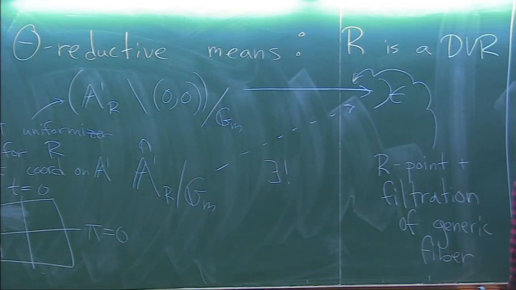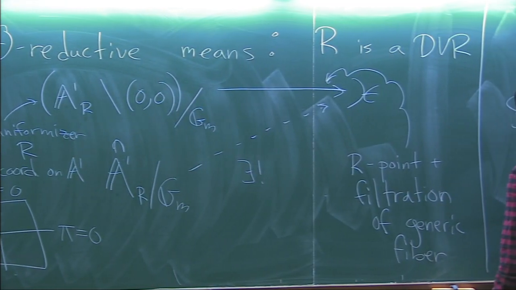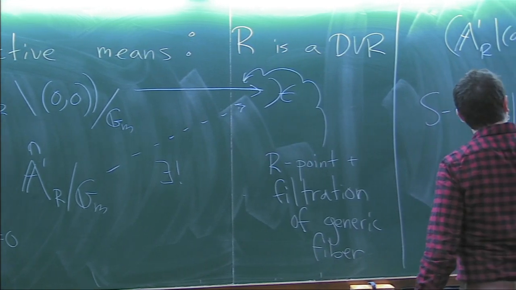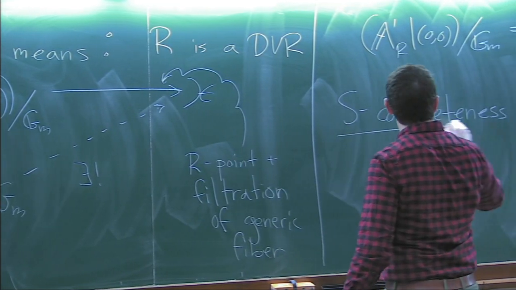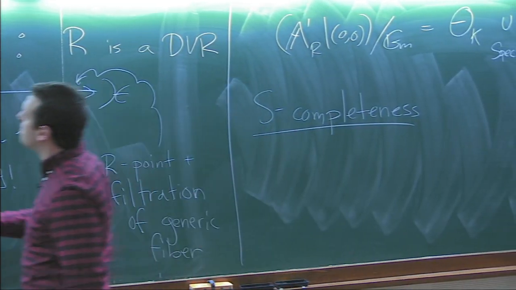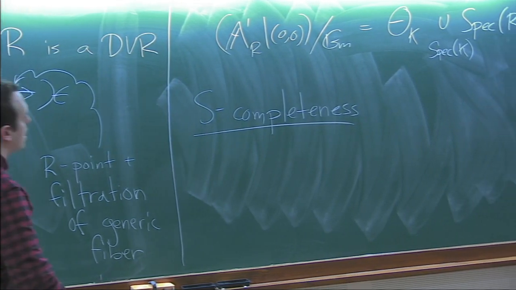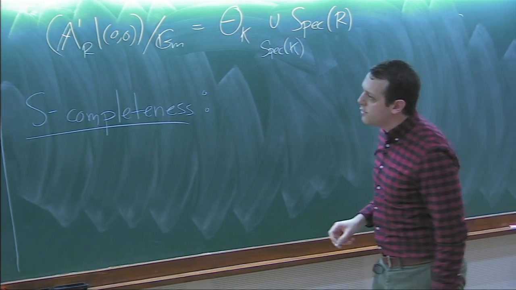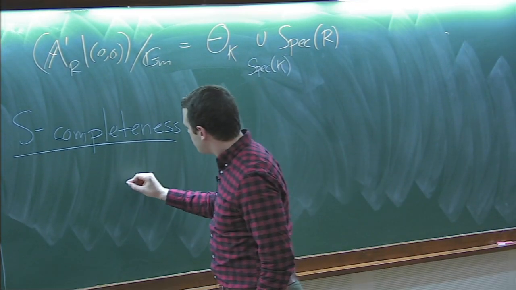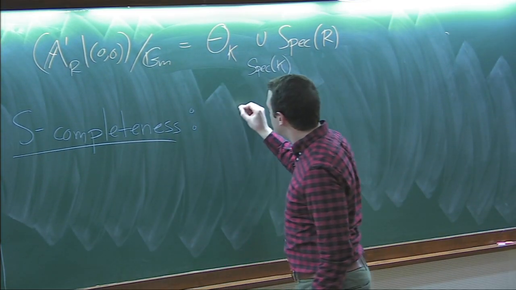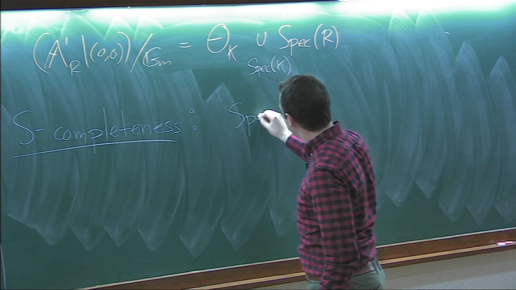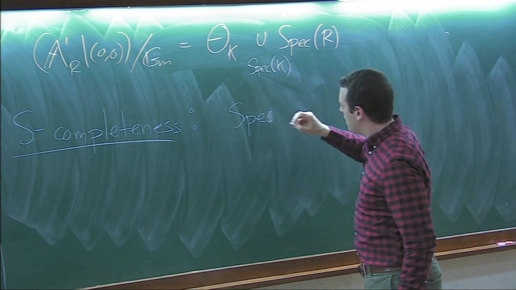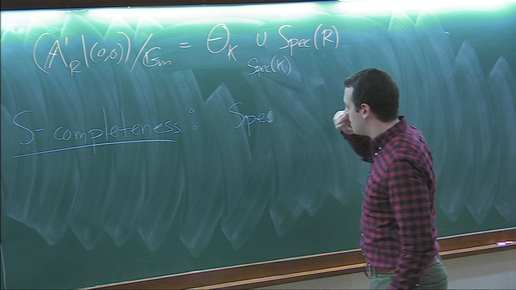The other thing is S-completeness, and this is actually named after Seshadri. The point is that this condition is very similar. I'm going to have to introduce this scheme. This was introduced by Heinloth in a previous paper studying the separatedness of the moduli of G-bundles.